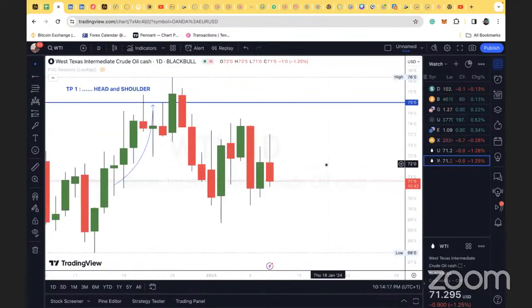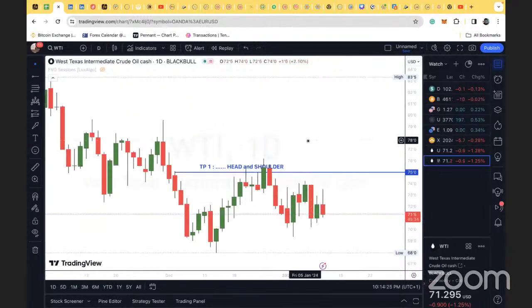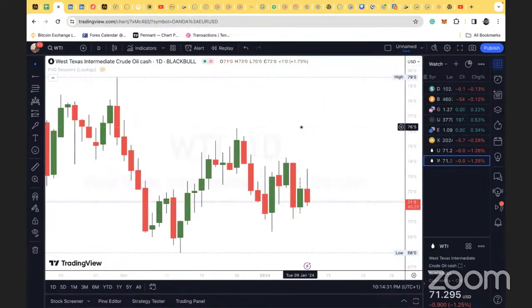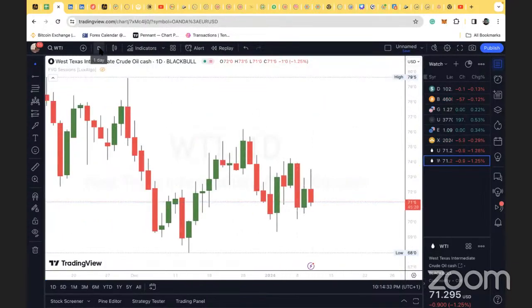It's one of our pairs, right? We are trading, see this expectation, I drew it from here and it went there. It's really interesting, this market, very, very interesting. Let me remove this so you don't get confused. So this is the daily time frame of West Texas Intermediate Crude Cash. It's called WTI. It's called US oil.